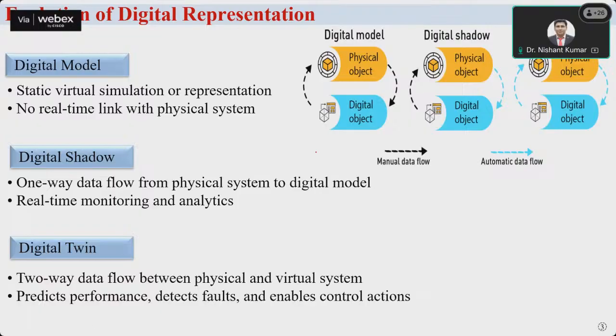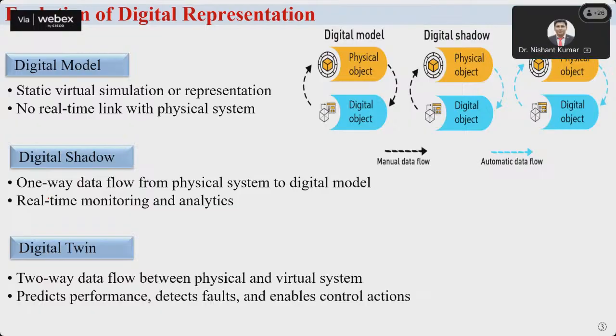So that is the digital model, meaning physical and hardware are both on different platforms. There is no automatic data exchange between them, and manually you can do that. Then came the digital shadow. Digital shadow is another platform. Here your digital platform will receive the data from the hardware, and then you can visualize it or analyze it, but you cannot feed back.